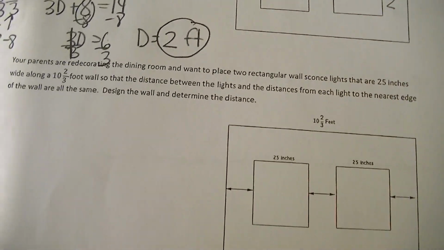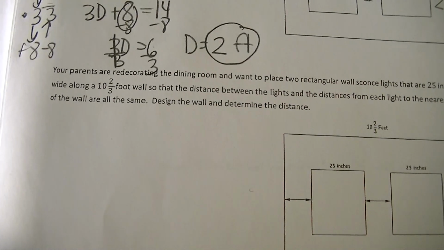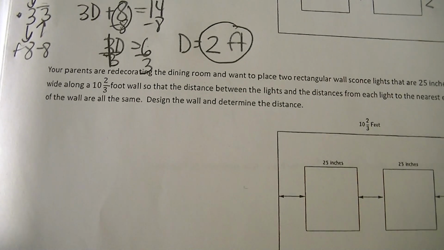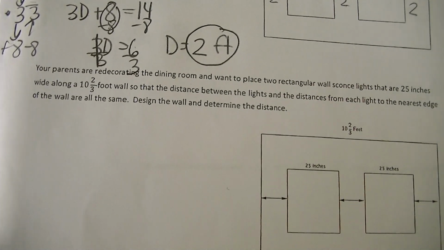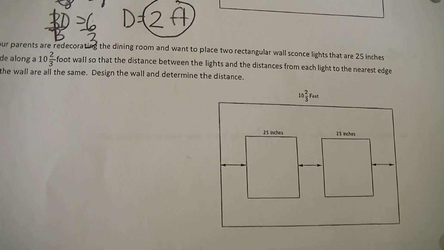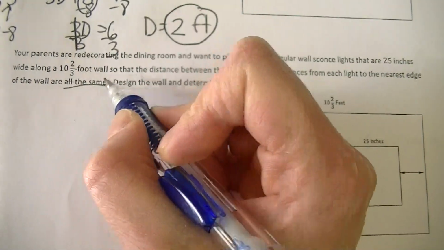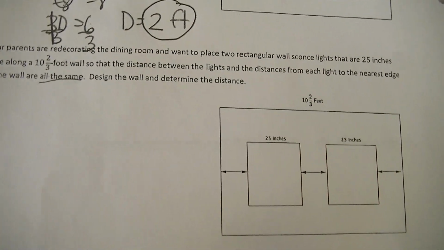All right, now come down to the second problem. Your parents are redecorating the dining room and want to place 2 rectangular wall sconce lights that are 25 inches wide along a 10 2/3 foot wall, so that the distance between the lights and the distances from each light to the nearest edge of the wall are all the same. Design the wall and determine the distance.